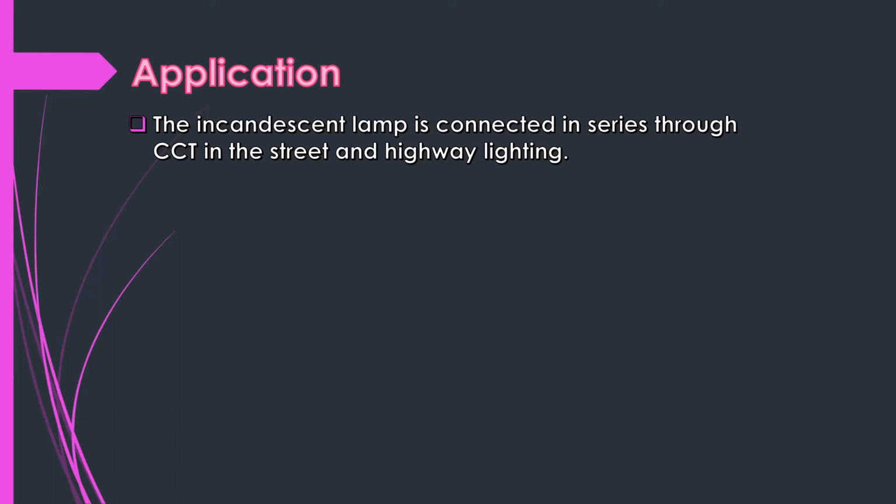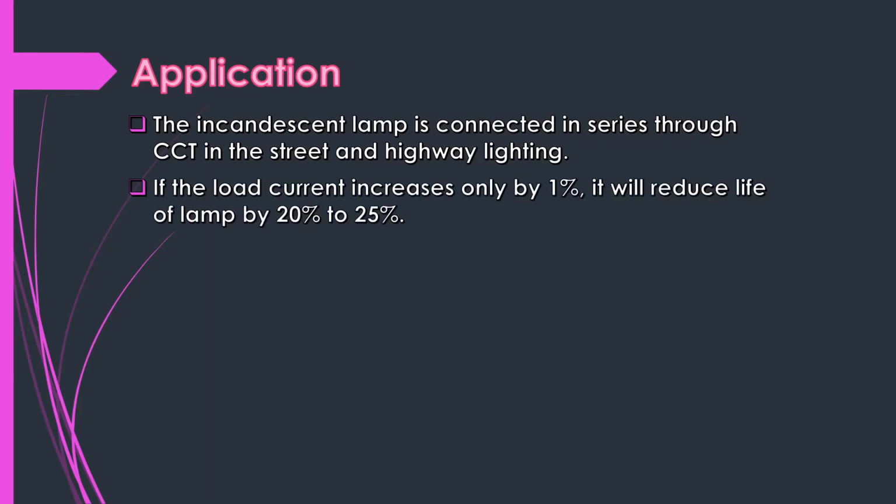Next is the application. The incandescent lamp is connected in series through a constant current transformer in street and highway lighting. If the load current increases by only 1%, it will reduce the life of the lamp by 20% to 25%. So, when the load current increases, it has a negative effect on the life of the lamp. As you can see, when the load current increases by 1%, the life of your lamp is reduced by 20% to 25%.